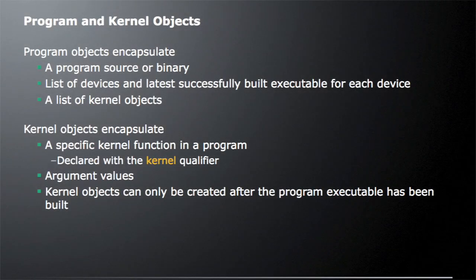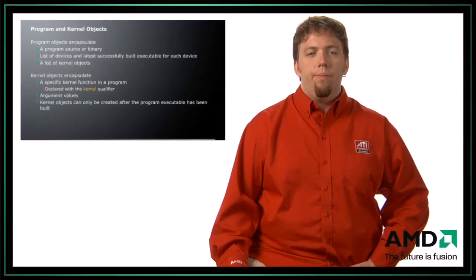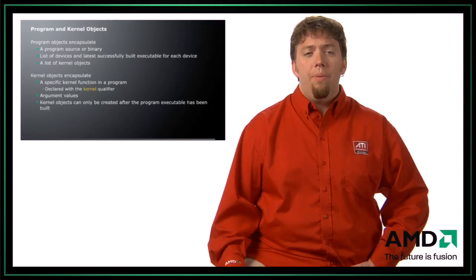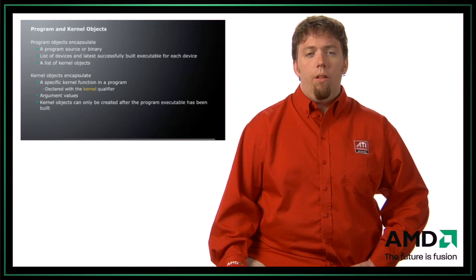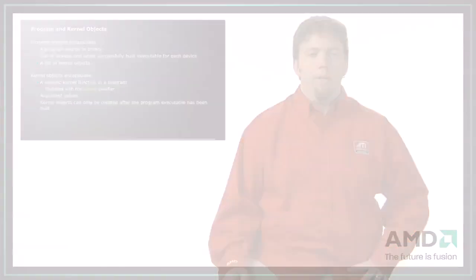Recall from previous videos, we've talked about program and kernel objects. Program objects encapsulate the program source or precompiled binary from disk, a list of devices, the latest successfully built executable for each device, and a list of kernel objects. Kernel objects encapsulate a specific kernel function in a program, declared with the kernel qualifier, and also contain the argument values for this kernel. Kernel objects can only be created after the program has been built, so you can't create a kernel object without first creating a program object.